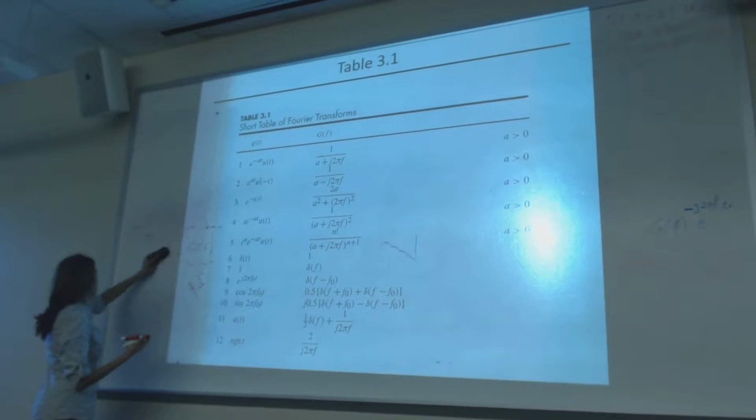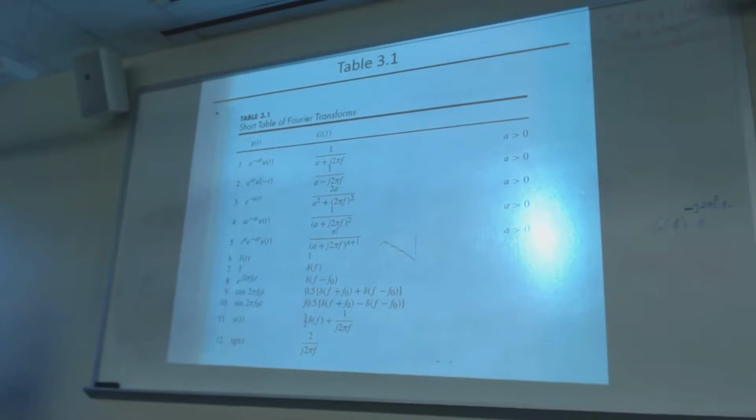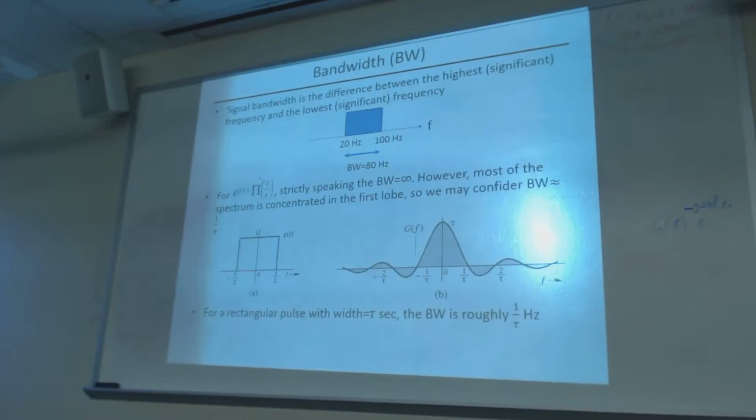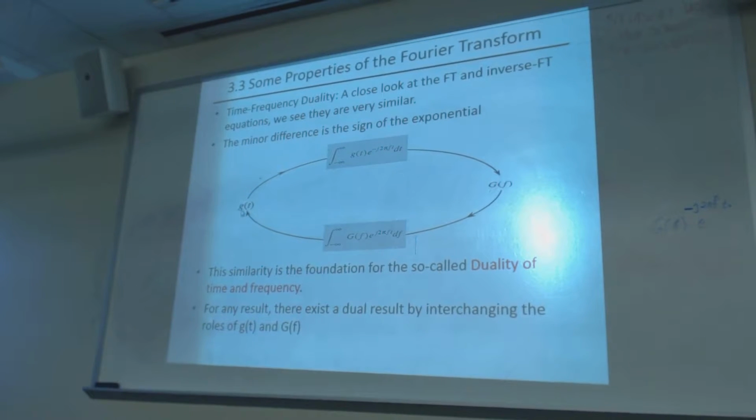And we also saw that we have this duality between time and frequency. So this is my signal in the time domain, and this is my signal in the frequency domain, shown by capital G, and the parameter is f. This is little g with parameter t, and this is capital G with parameter f.